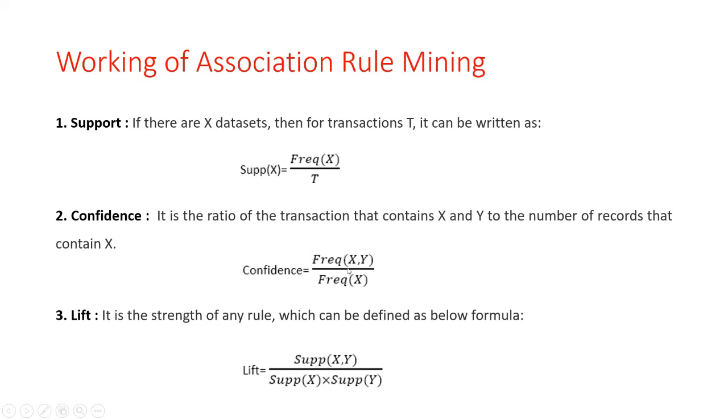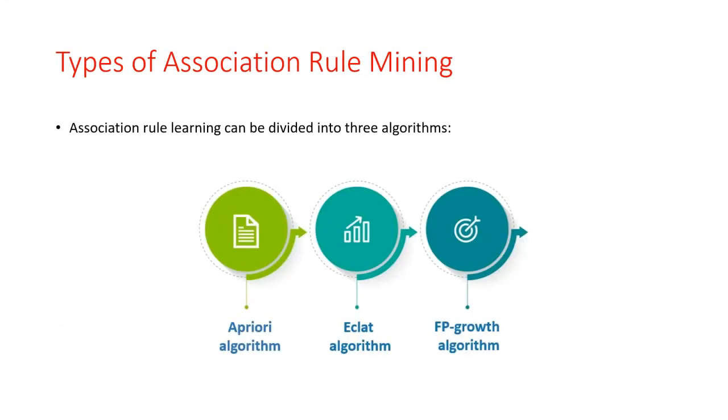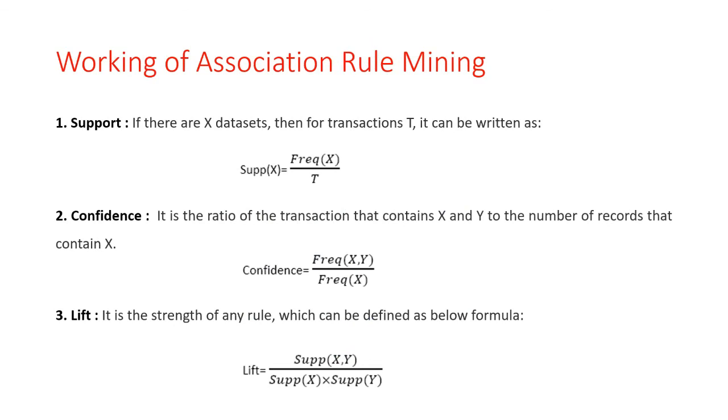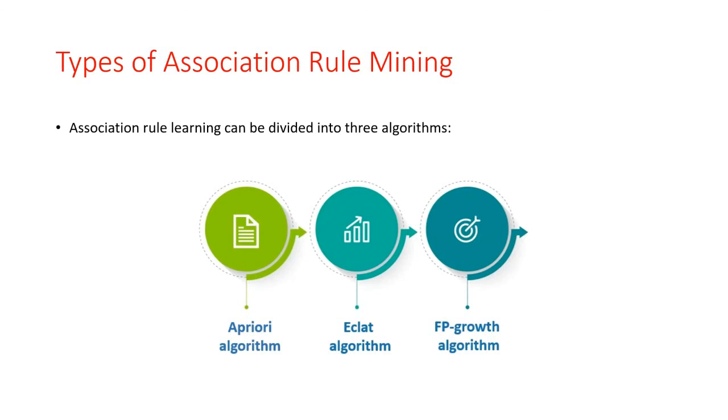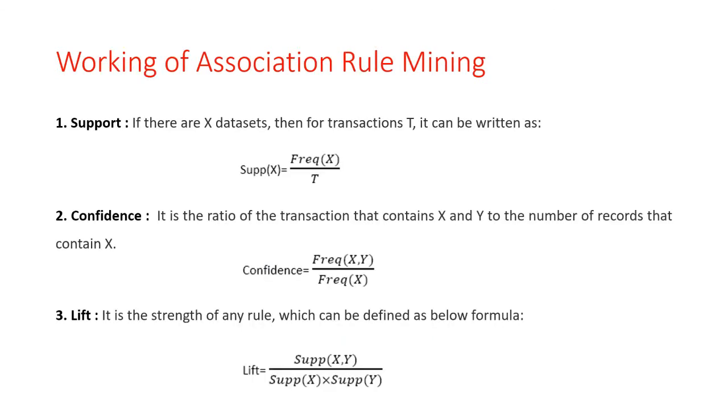So this is the formula for the confidence. And what is the lift? It is the strength of any rule, which can be defined by the formula below. So how do we calculate the lift? Lift is equal to support of X comma Y for the two data sets, divided by support of X into the support of Y. So this is the formula for the lift. Lift is defined as the strength of any rule.